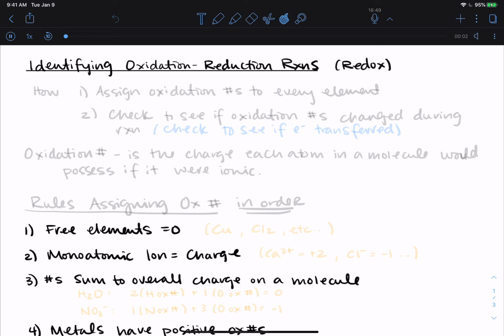In this video, you will learn how to identify oxidation-reduction reactions. These are also known as redox reactions. The steps that you'll need to do, so the how here, step 1 will be to assign oxidation numbers to every element.